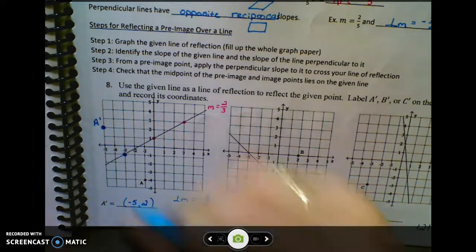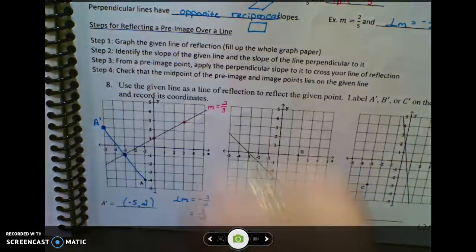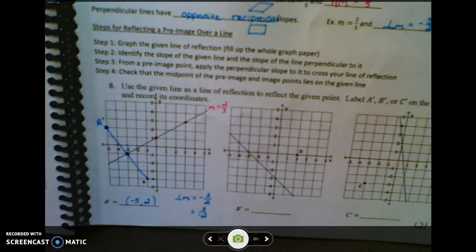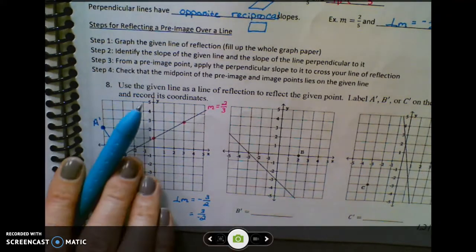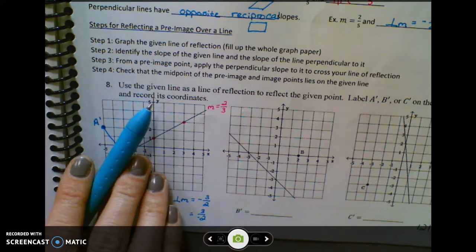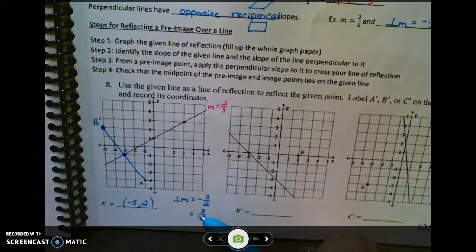And if you connect A prime to A, you'll see it passes through that middle point, that point that's in the center. It is the midpoint, and it hits at a right angle. If you end up having them cross at a weird angle like this, then it's not going to be right. It has to be perpendicular, which is why we use the slope of negative 3/2.